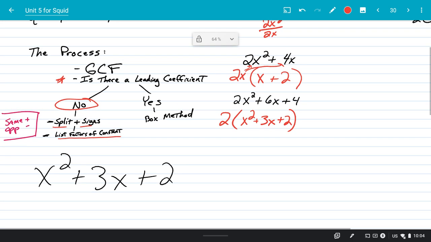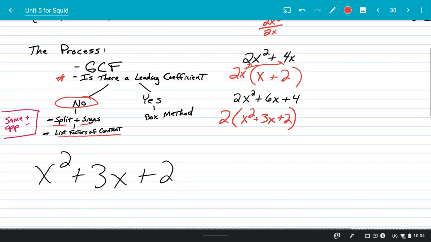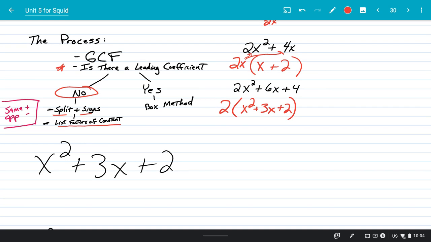Let's say I have x squared plus 3x plus 2. Let's go through the process. First, is there a GCF? No. Is there a leading coefficient? No. So I'm going to split in signs. Means I'm going to put down 2 sets of parentheses. I put an x in each.